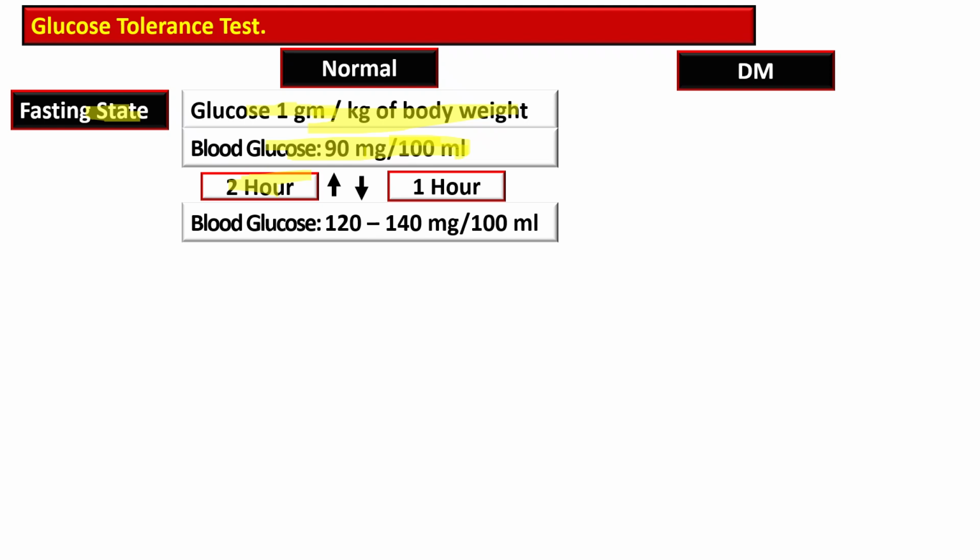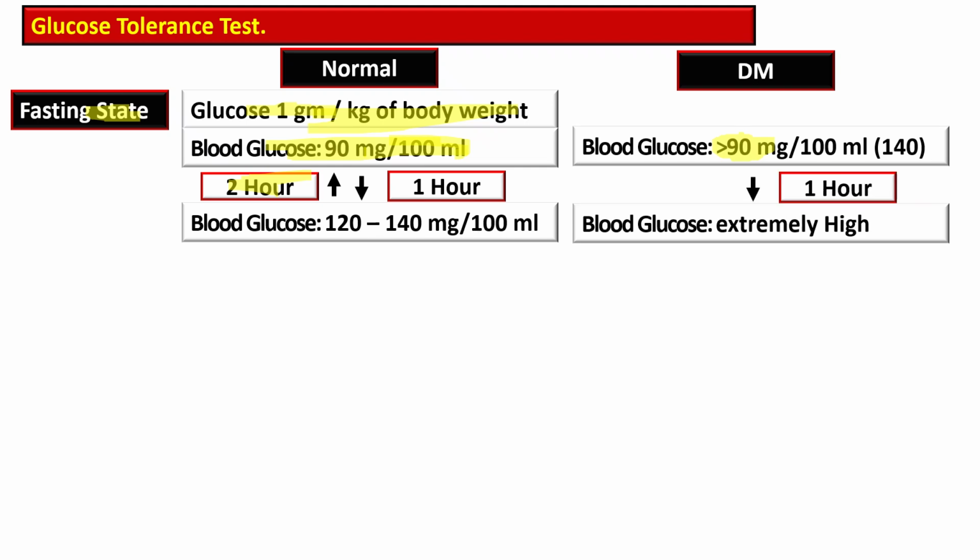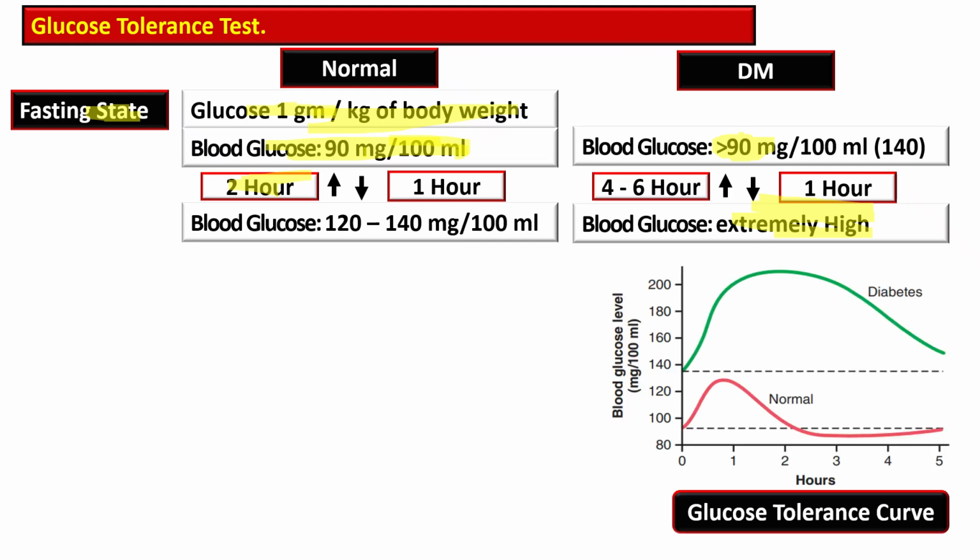In diabetes mellitus, the fasting glucose is more than 90 milligram per 100 ml. It excessively increases after the meal, and it takes about 4 to 6 hours to return to baseline and does not fall below the control value.